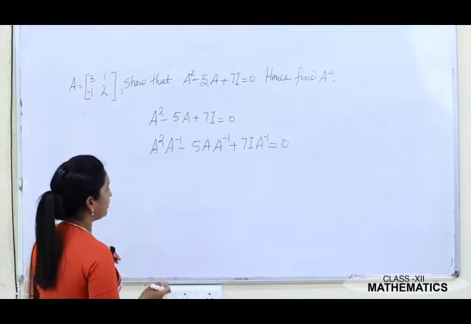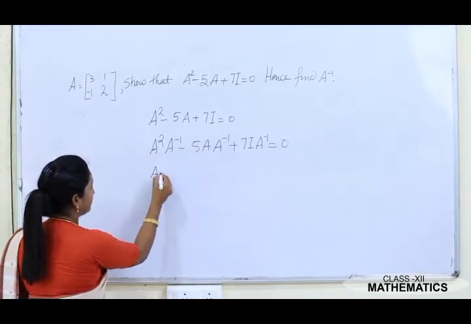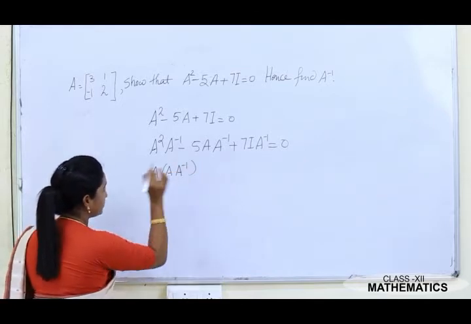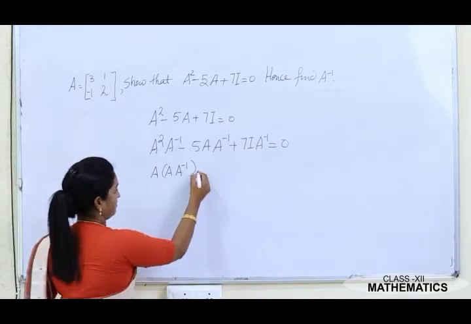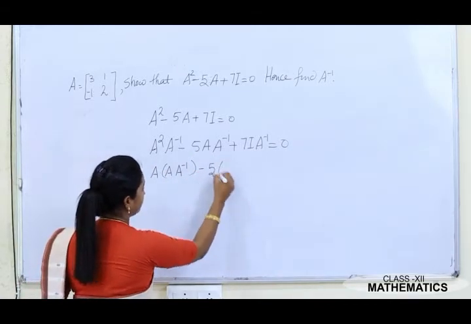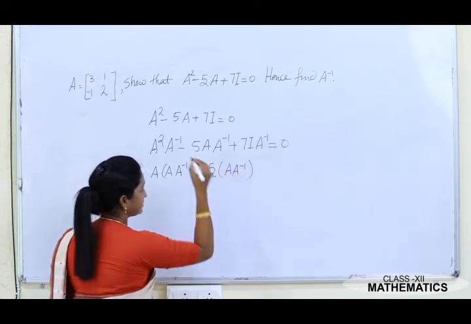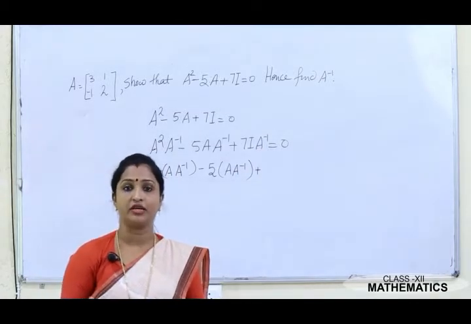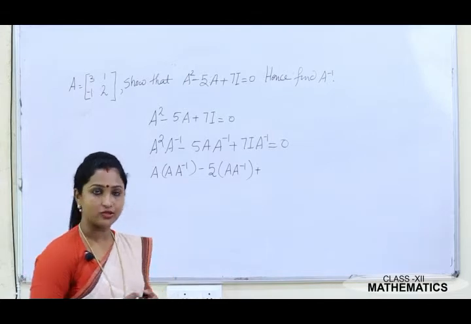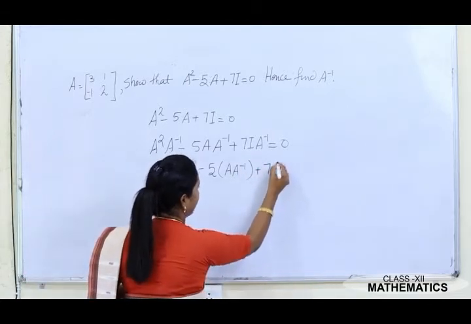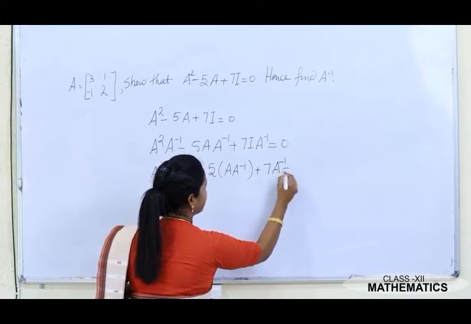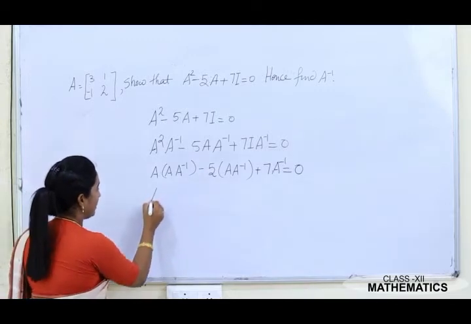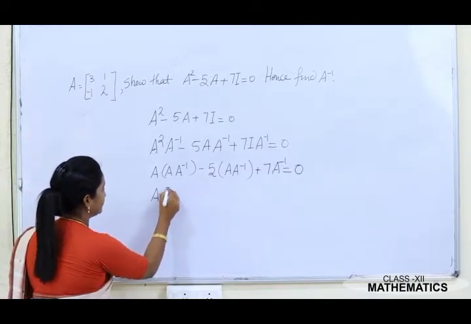Okay. Now what I'm doing here, this A square can be written as A into A, correct? And I am combining with A inverse here. Okay? Minus 5 again A inverse plus I into A inverse. Identity matrix, when multiplied with any matrix, you are going to get the same matrix. Okay, that is a property. So here I can write it as 7A inverse is equal to 0. Is that clear, children?